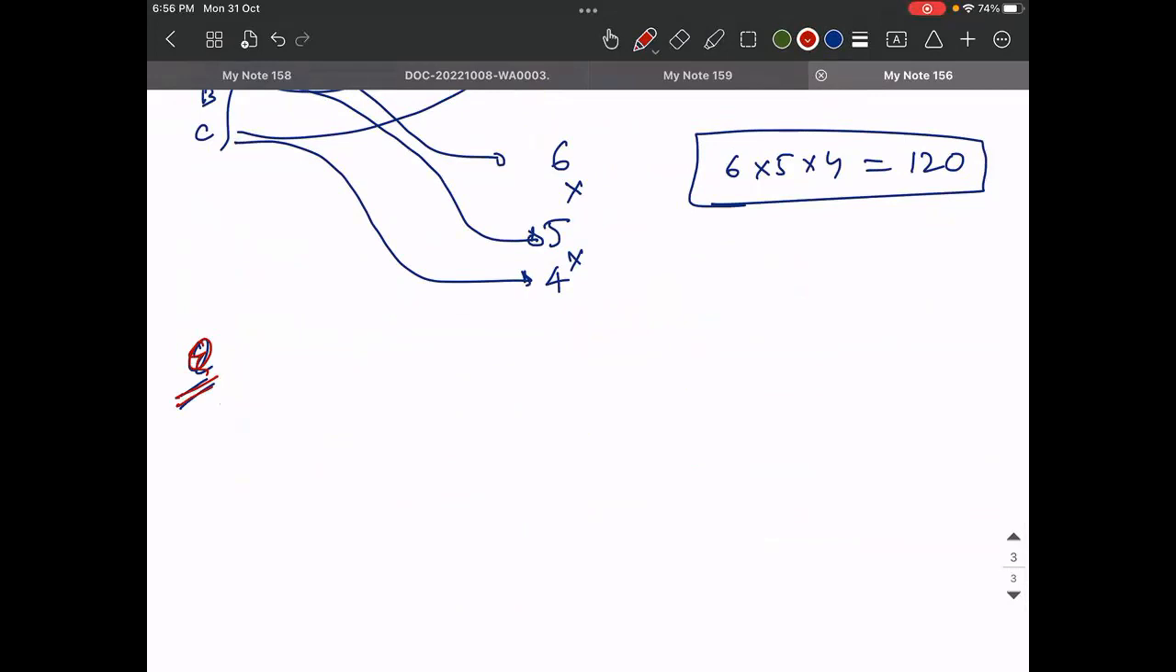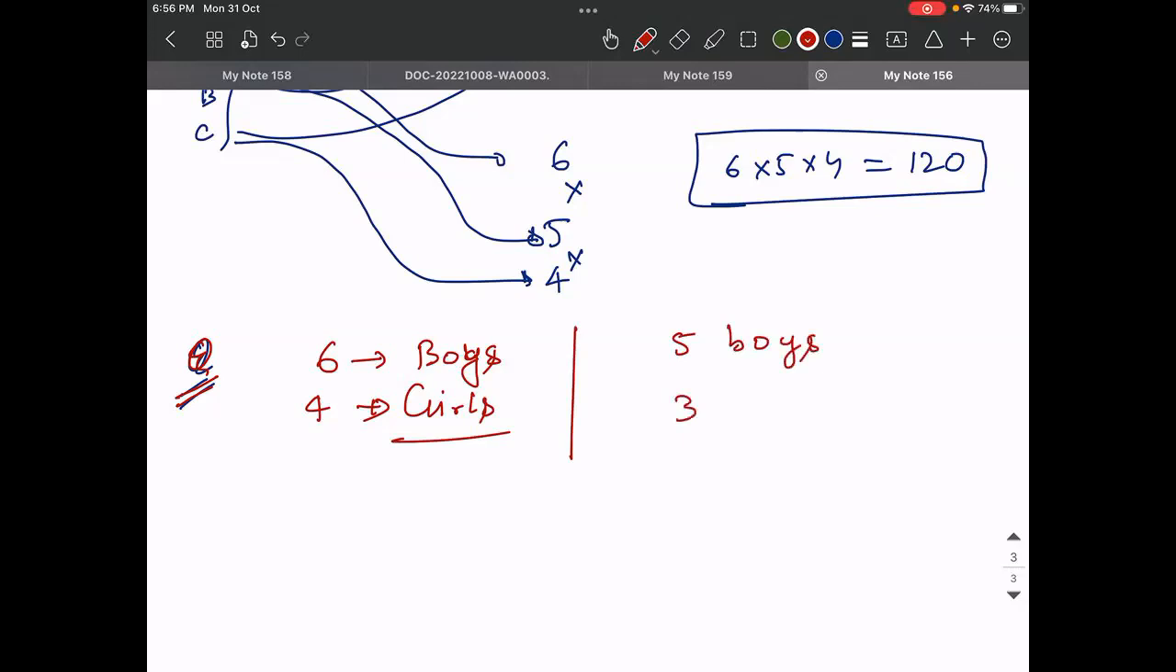Okay, a team consists of 6 boys and 4 girls. We did this problem last class, right? And the other has 5. So there are 2 teams. In one team, there are 6 boys and 4 girls. In another team, you have 5 boys and 3 girls. How many single matches can be arranged between the 2 teams, when a boy plays against a boy? I think we haven't done this type of problem.